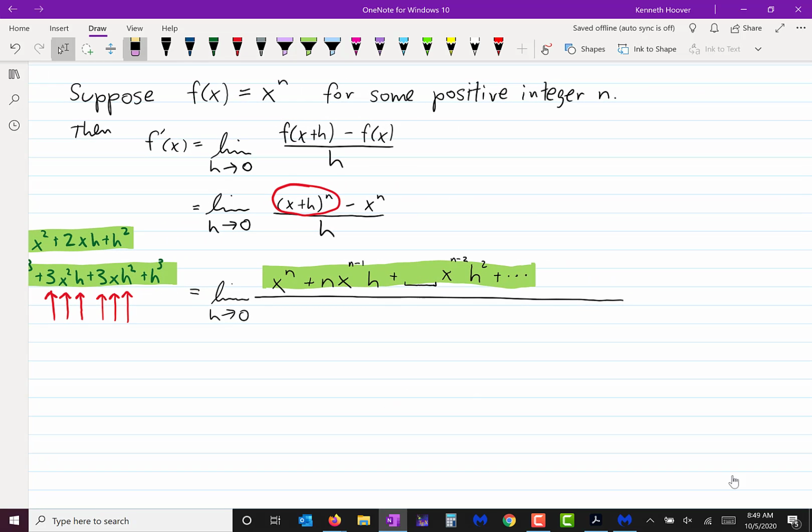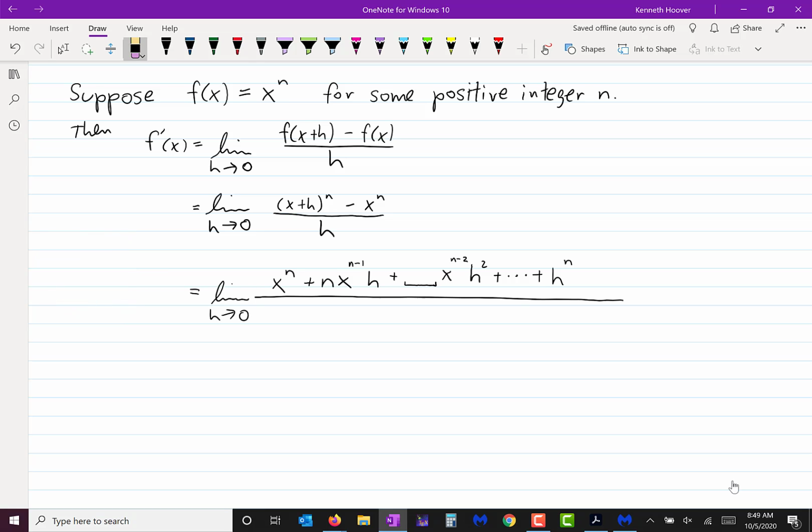All right, now this continues, and eventually you get to the end, and at the end you're always going to have h to the power n. So that thing right there is always going to come out looking like this. Now what else do we have? We have minus x to the n, and that is all over h.